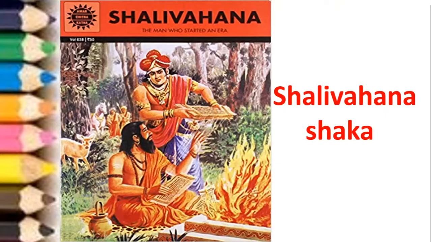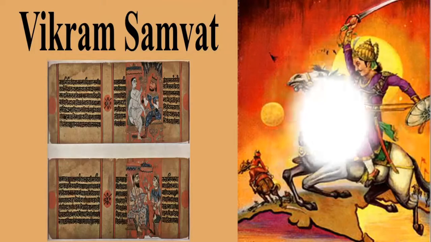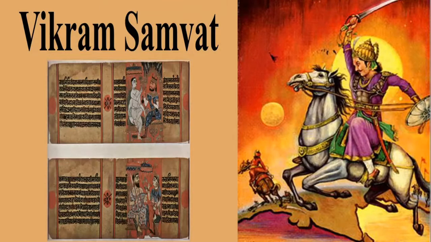Okay, we also have another Shaka called the Shalivahana Shaka. Now Shalivahana is a very legendary ruler of ancient India, and he ruled over an area called Pratisthana, which is the current day Paitan in Maharashtra. So the birth of King Shalivahana also started a new era called the Shalivahana Shaka. You also have a similar era called the Vikram Samvat, which was commemorated in the memory of King Vikramaditya.